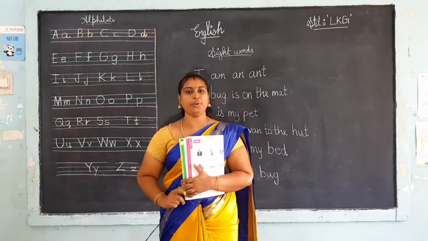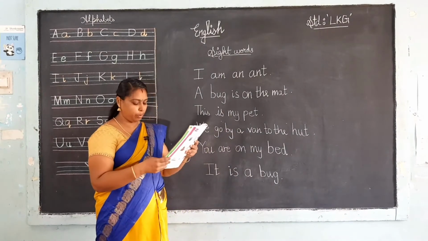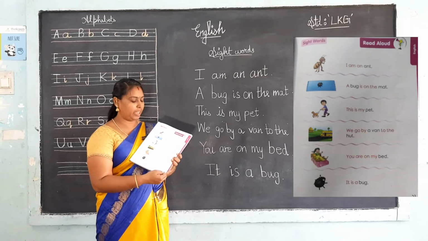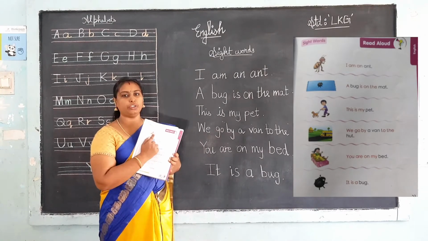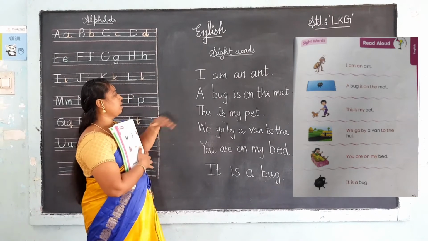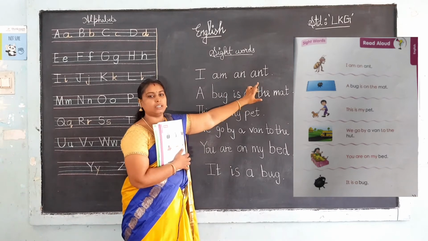Have you seen the video? Okay, now let me read the sentence. Take your book, book number 7, take the page number 19 and keep your fingers on the picture. Okay, on the letters also. First one, say, I am an ant.